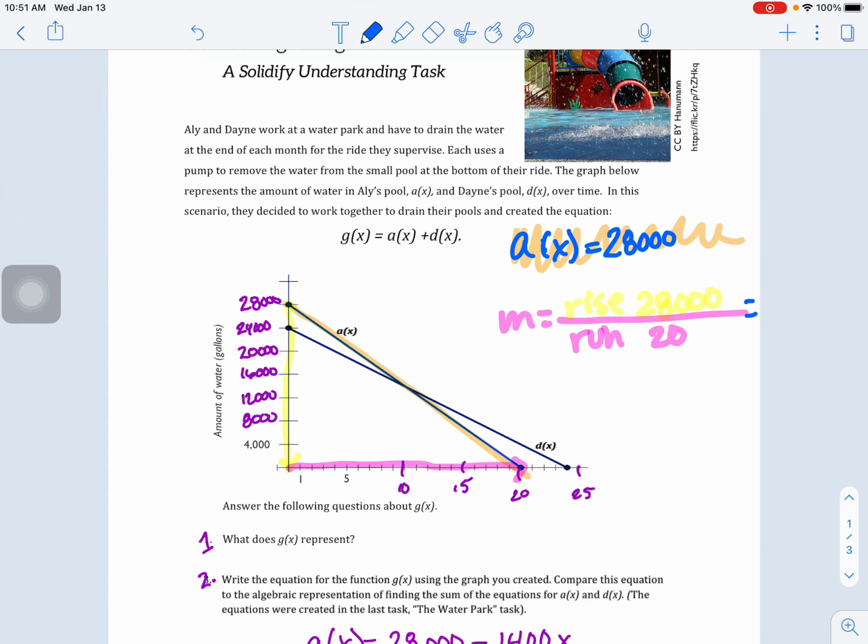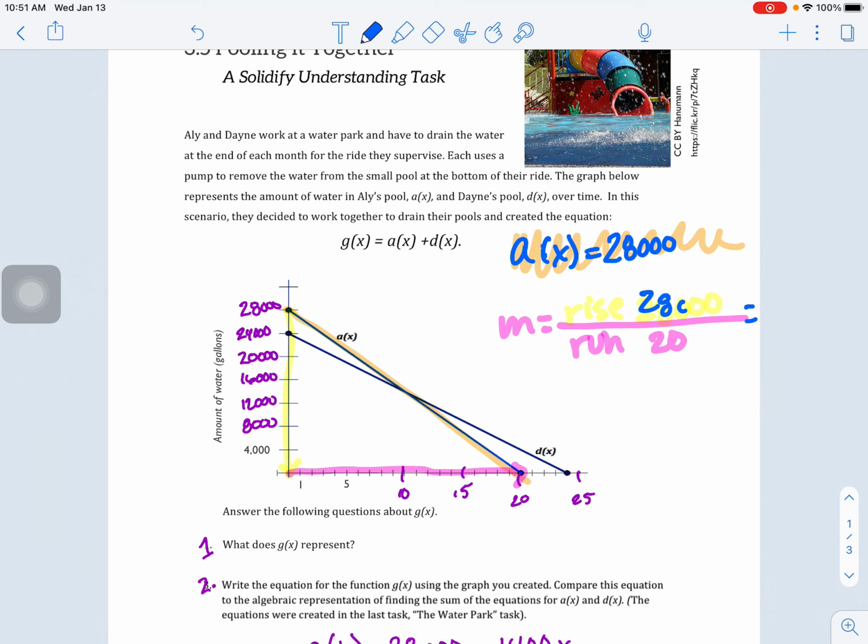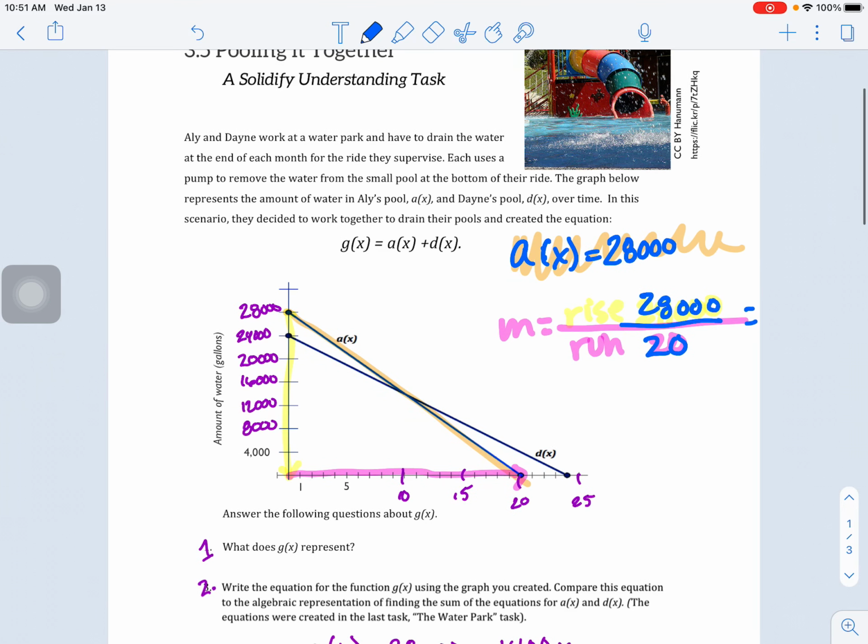When I put 28,000 divided by 20 in my calculator, I get 1,400. So that is her slope. The water was decreasing, so actually the rise was negative 28,000. So Allie's equation is a of x equals 28,000 minus 1,400x, with 1,400 gallons per minute. That's what we did in module 3.4.